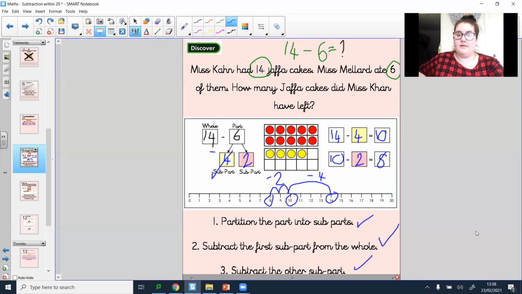And I've solved that problem by crossing the 10 using the through 10 method. So Miss Khan had 14 Jaffa cakes, Miss Mellard ate 6 of them. How many did Miss Khan have left? She had 8 left.